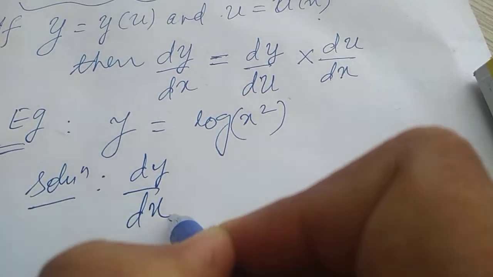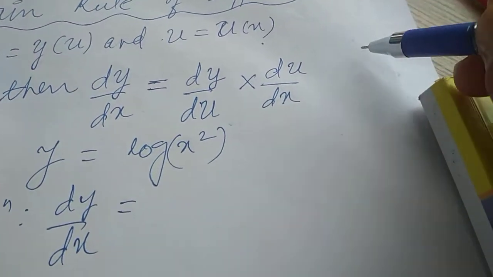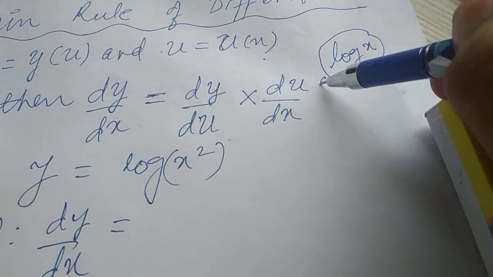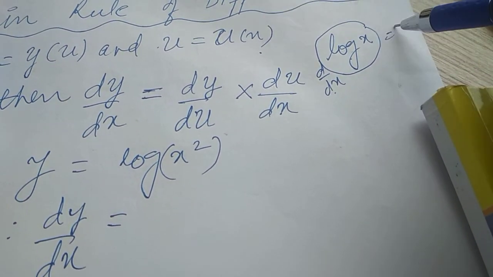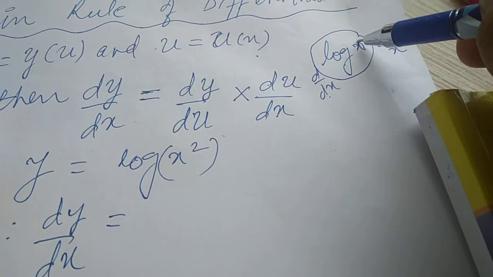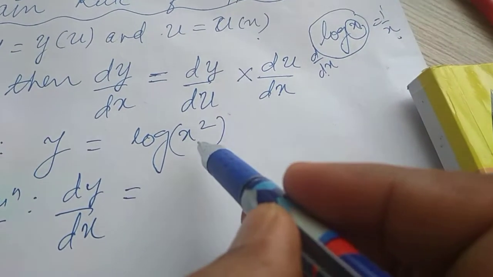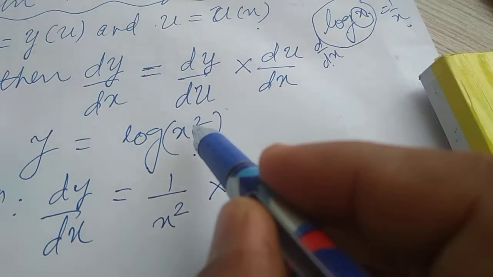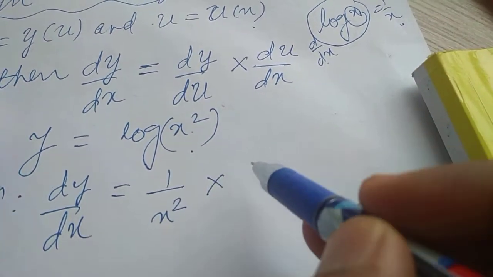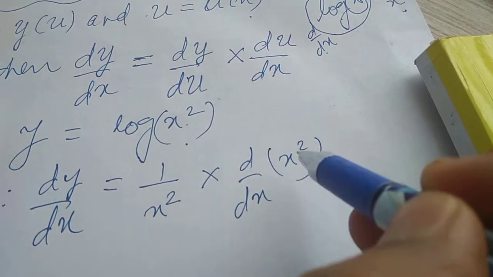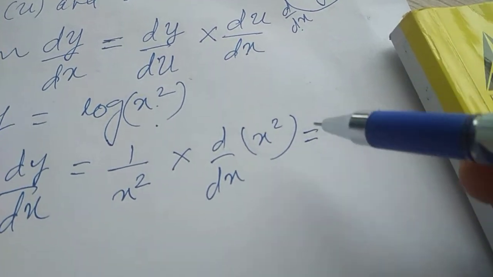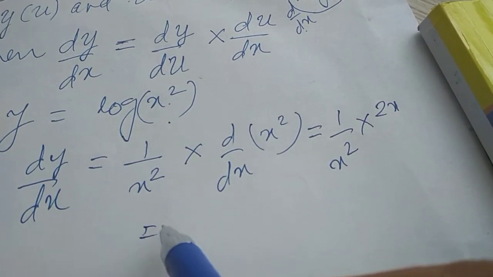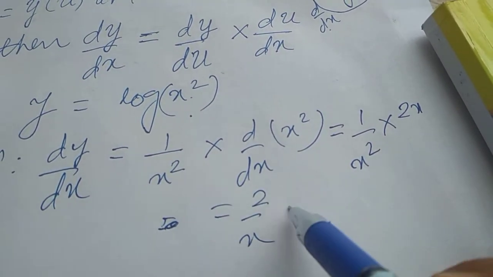dy by dx is equal to, first of all, what is the derivative of log x with respect to x? d/dx of log x is definitely equal to 1 upon x. So whatever is written inside will come in the denominator. The derivative of log of something is 1 upon that thing into the derivative of that thing with respect to x, into d/dx of x square. Indirectly we are doing the same thing. So we write 1 upon x square multiplied by 2x, and that is how the answer is 2 upon x.